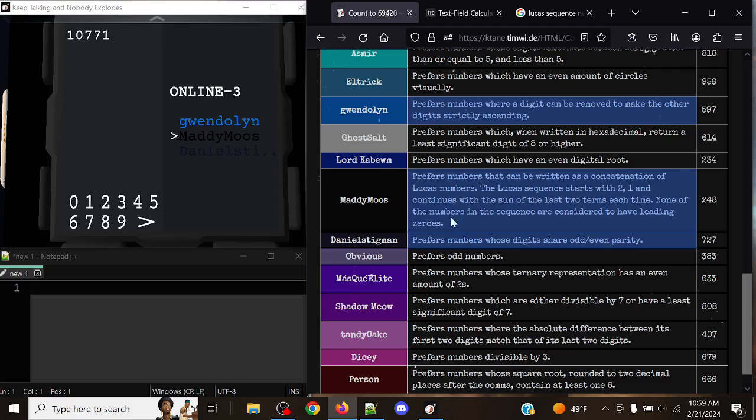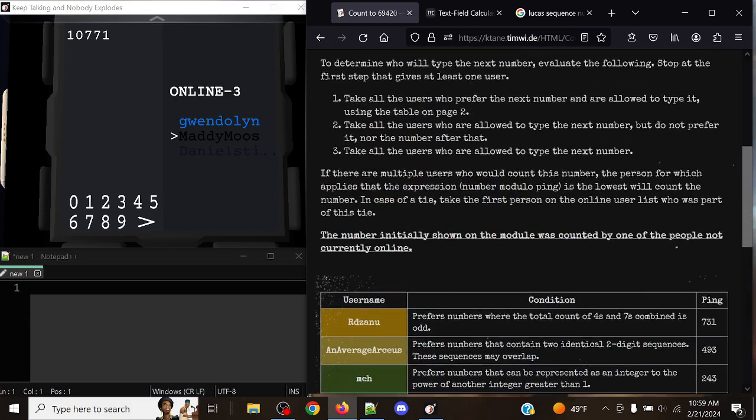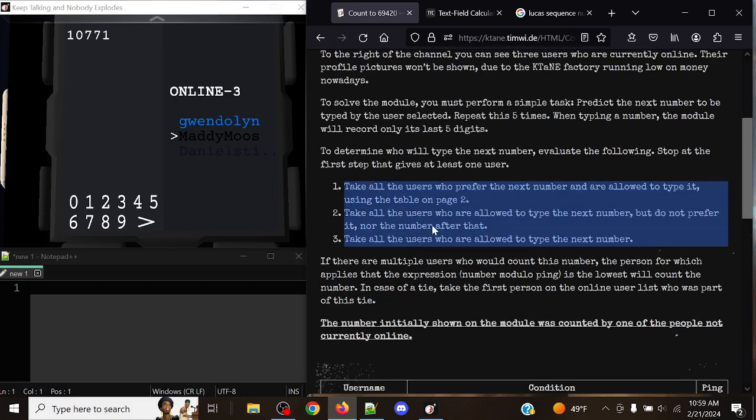So this will never apply either. So how exactly do we do this module if these conditions aren't applying most of the time for a lot of these people? That doesn't make any sense. Well, this is where these 3 big rules come into play here.